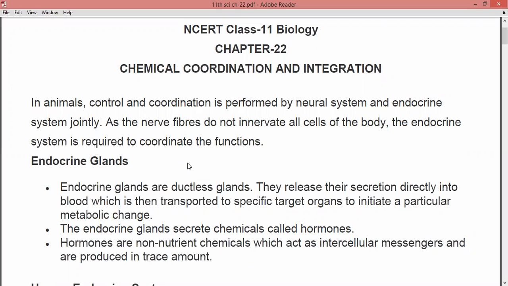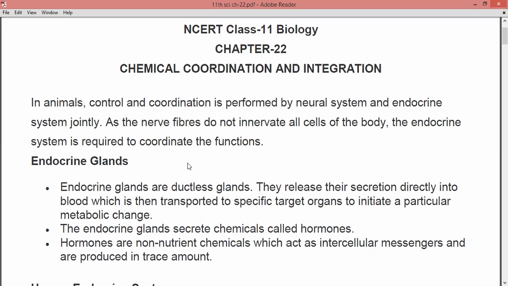Now, as the nerve fibers are not innervating all the cells of the body, for this reason, the endocrine system is needed for coordinating the different functions of your body. So not only the nervous system is responsible for controlling or coordinating the functions, but even the endocrine system, with the help of the hormones, coordinates the different functions of your body.